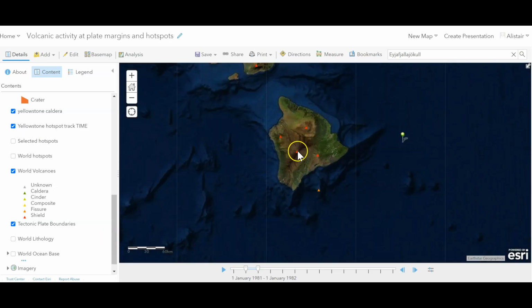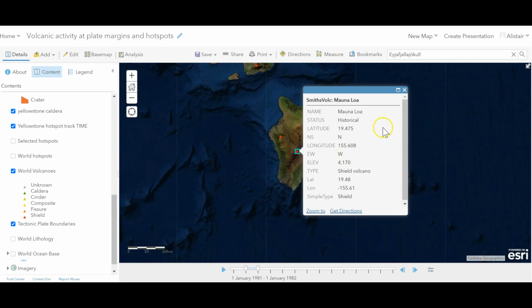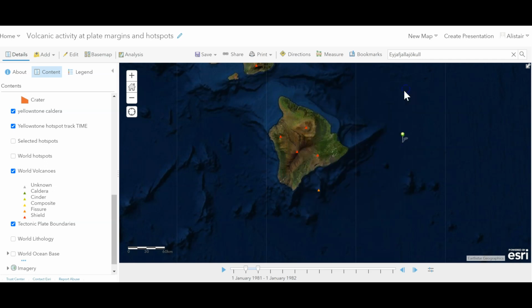Now at 4.2 kilometers high, this is a very, very tall mountain indeed. I wonder how it rates though to the highest point above sea level on the planet, which of course is Everest. It's 8.8 kilometers. So you can see that this is much, much smaller than Everest. It's half the size of Everest.